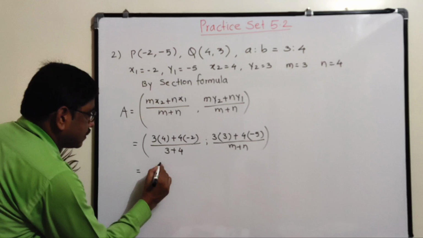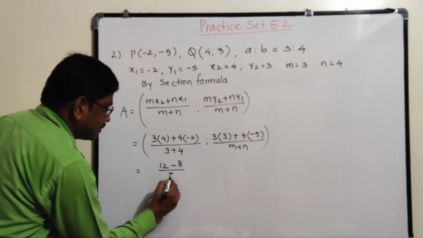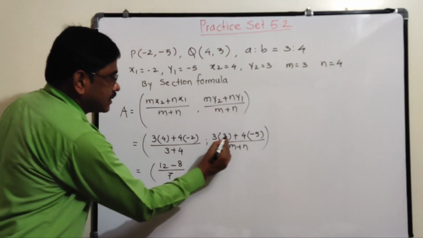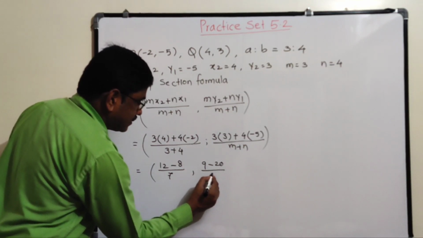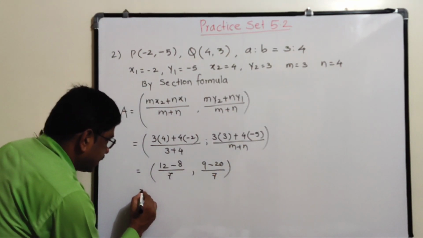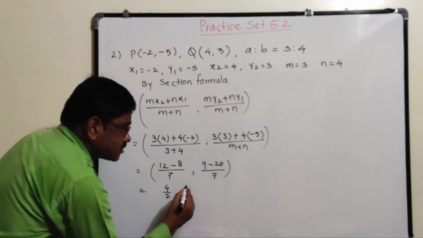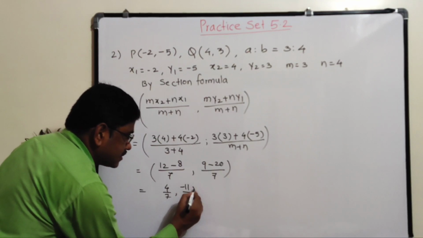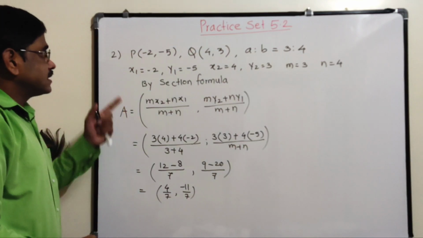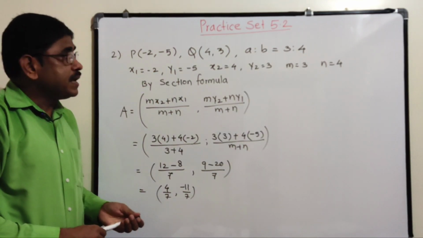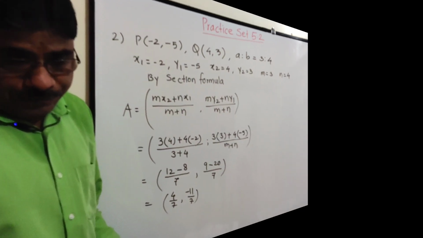4 3s are 12 minus 4 2s are 8, divided by 7. Second, 3 3s are 9 minus 4 5s are 20, divided by 7. So we get 12 minus 8 is 4 upon 7, and here 9 minus 20 is -11 by 7. So these are the coordinates of point A which divides the segment PQ in the ratio A is to B is equal to 3 is to 4. So here the questions number 1 and 2 are the same.